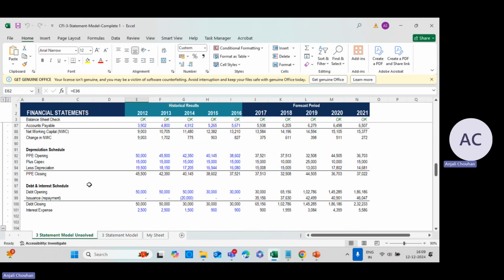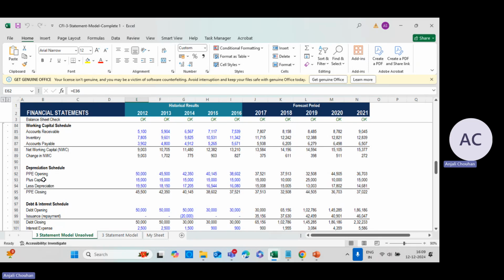All right. So the depreciation has been calculated in this way. Plant, property and equipment opening balance was 50,000. Then capex, that means if we incurred anything, like to purchase any machinery or building, whether it is a capital expenditure, that amount is 15,000, less depreciation. They are normally following the straight line method. So 19,500 is the figure they have directly given here. So the closing is 45,500.